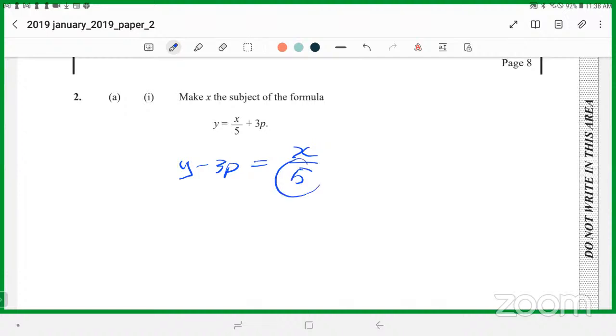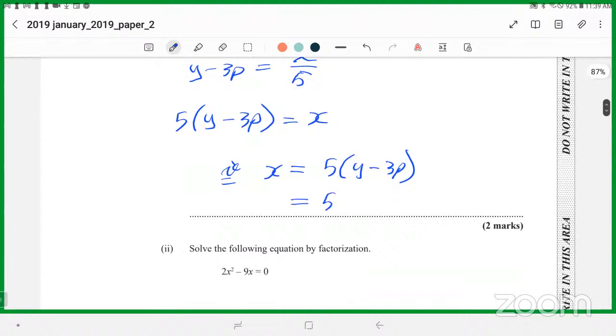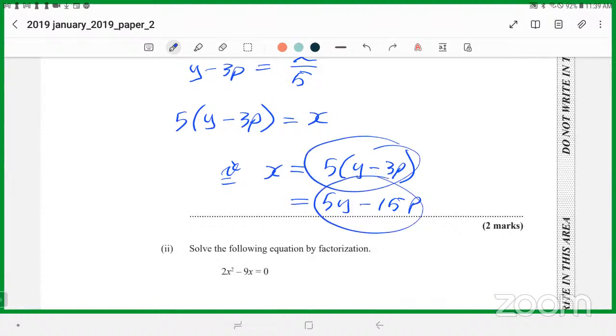Then I want to move this 5, but it is dividing, so I have to multiply it across the entire side. I'm going to get 5 into y minus 3p equals x. You can leave that as a subject, that is, x equals 5 into y minus 3p. If you left it in an expanded form, it will be 5y minus 15p. Either this or this, good to go. One of those you wrote, that is the answer. 2 marks for that. Easy.